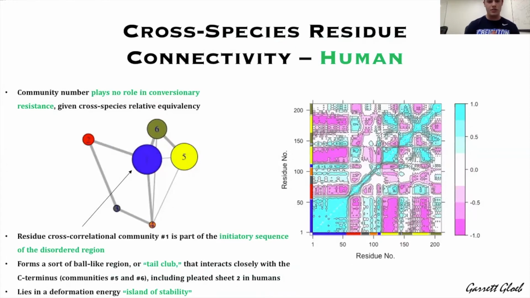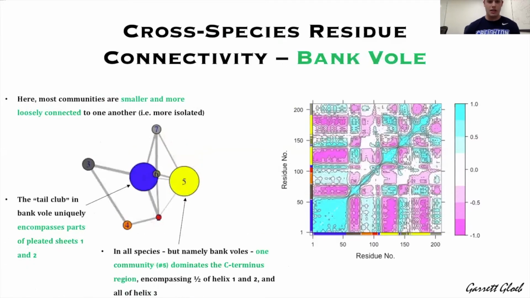It interacts closely with communities 5 and 6, which will be analogous to the rabbit and bankvole communities we'll see later. This includes pleated sheet 2 in humans, and it also lies right after an island of stability. We know that the N-terminus region, although a disordered region, is actually incredibly stable. In bankvole, we found that the tail club uniquely encompasses pleated sheets both 1 and 2. In all species, but namely in bankvoles, we found that community number 5 dominates the C-terminus region, which is analogous, like I said, to the region number 5 that we described before.